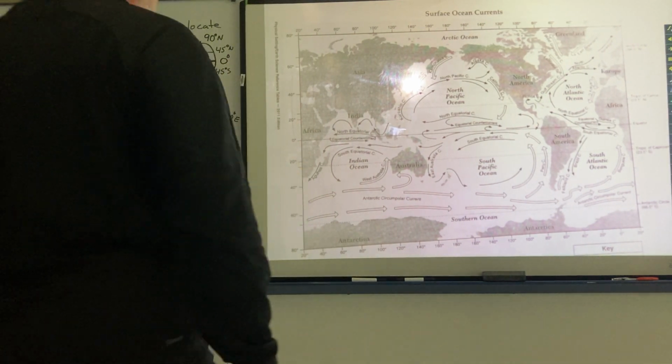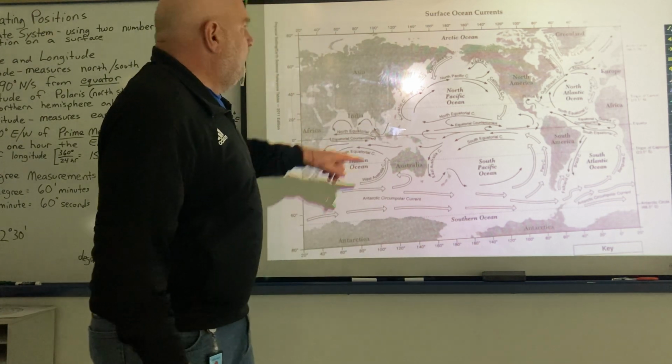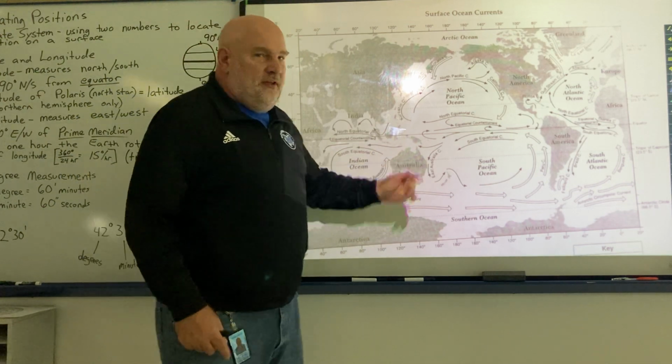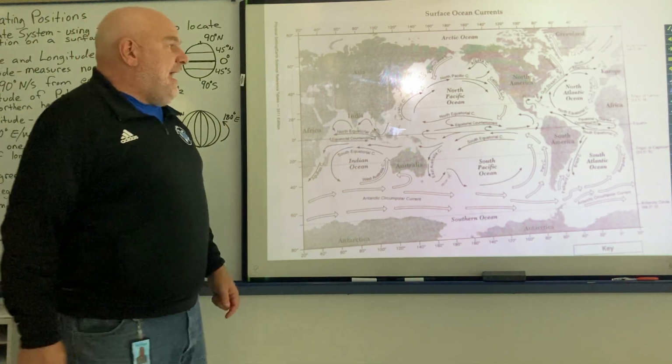All right, so here's the map. This is the one on page, I forget, 3 or 4, whatever. It says surface ocean currents on it. So the arrows represent ocean currents, but we really don't need to worry about ocean currents today. We're just using it as a map of the world.